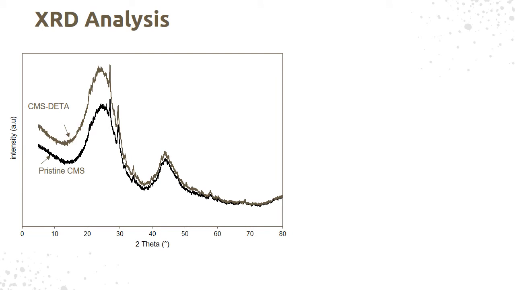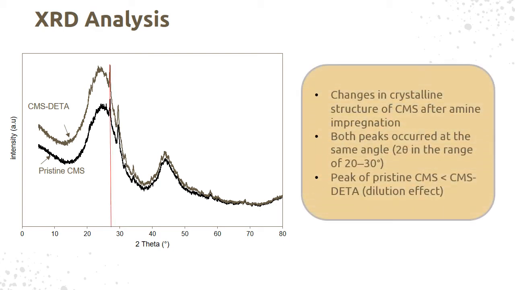This figure shows the XRD diffractograms of CMS samples. XRD analysis was conducted to investigate the changes in crystalline structure of CMS after amine impregnation. The positions of the crystallinity representing peaks occurred at the same Bragg angle, 2 theta, in the range of 20 to 30 degrees, indicating that the crystalline structure of CMS was well preserved even after amination. This suggests that amine functionalization took place in the amorphous region, and it is in complete agreement with other literature.